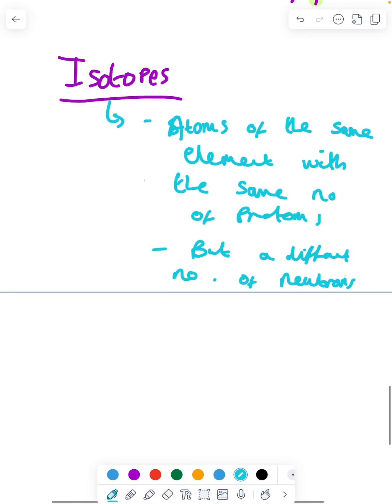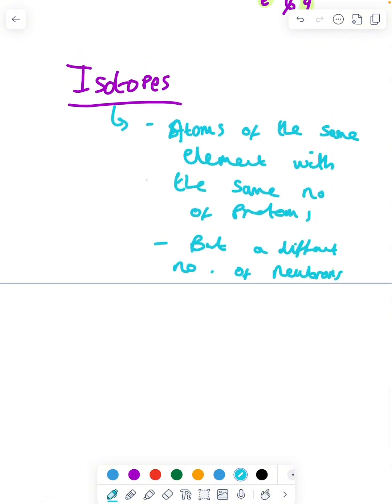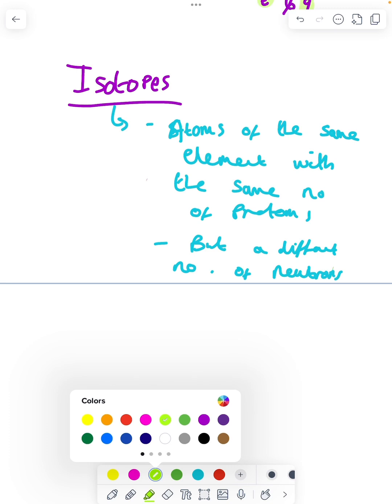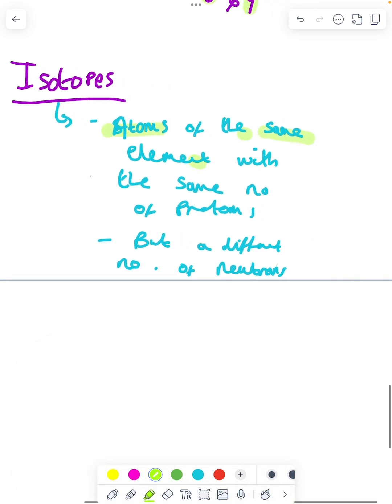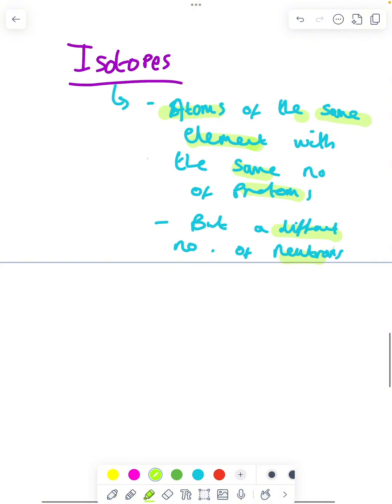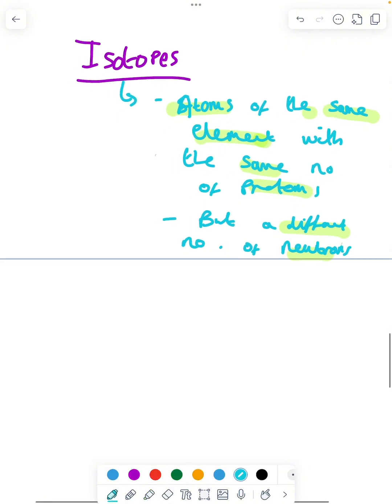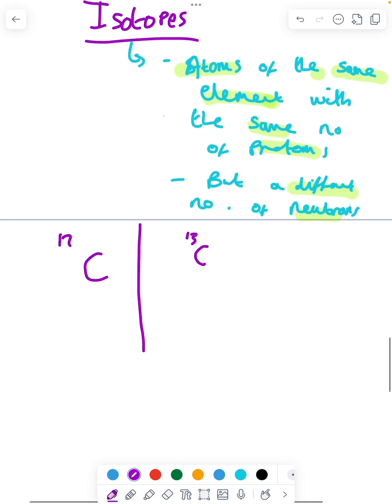Don't let this confuse you. I'll show you an example of this now, right? But we've said here they're just atoms of the same element, which have the same number of protons but different neutrons. Atoms of the same element, same protons, different neutrons. Now, these two, carbon-12 and carbon-13, are examples of isotopes of each other, right?